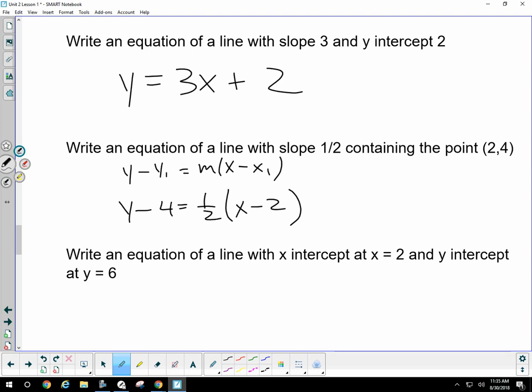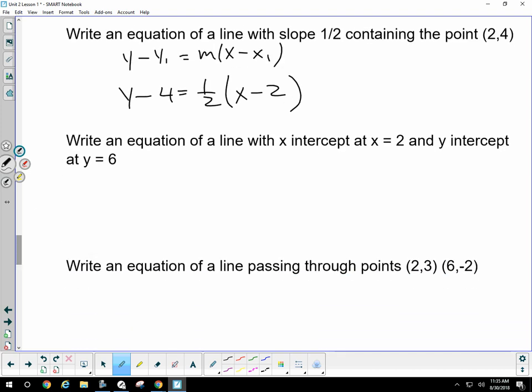You can leave it like this. You're asked for an equation of a line. This is an equation of a line. Lines don't always have to be in y equals form. If I'm asking you for an equation, boom, you're done. If I ask you for an equation in slope-intercept form, then we'd have to solve for y.